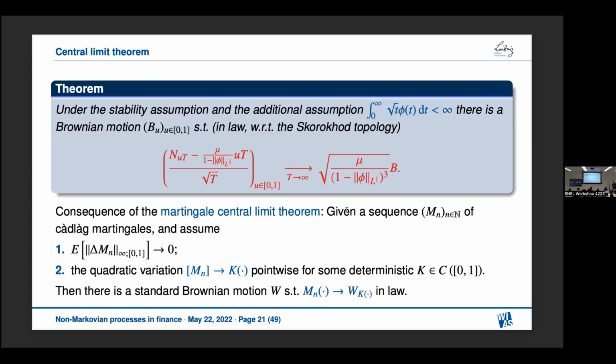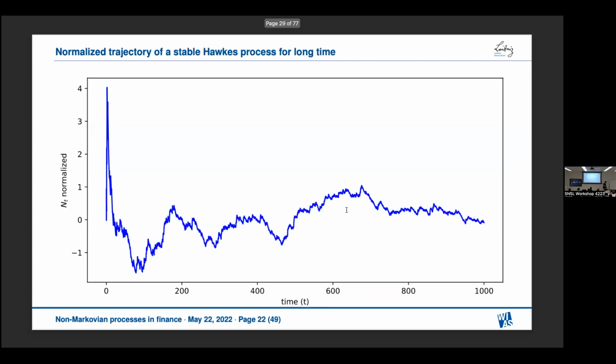Both assumptions are pretty necessary because the quadratic variation of Brownian motion is a deterministic function. It's actually T, so it's the identity function. If you apply this to our situation and do some calculations, you end up with this central limit theorem. So can we verify this? Again, I use the same process as before. This is what I get.